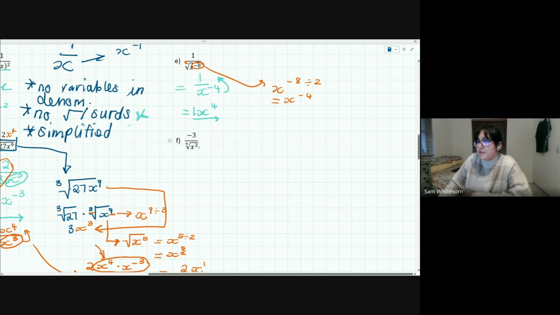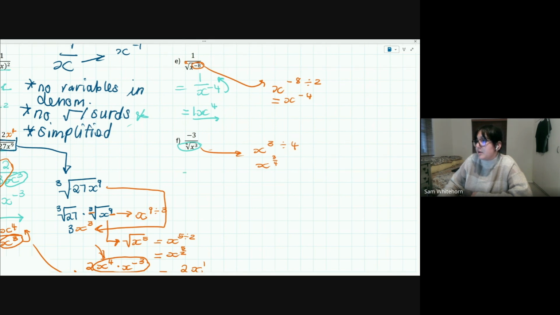For question F, again, my issue is the surd in the denominator. So what we're going to do is apply the rule exactly as we had earlier. x to the power 3 divided by the root, so divided by 4. And so we simplify to x to the power 3 over 4. That is in my denominator, so we'll see what happens now.